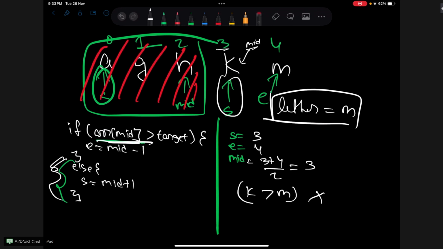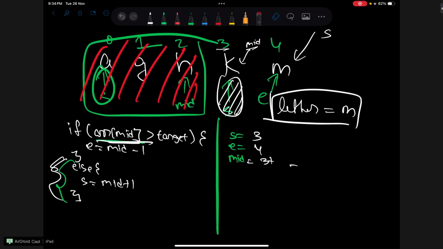Mid is pointing at 3. Now it will go to mid plus 1, that is 4. So this is where the S will point. S will be removed from here. Okay, and once this happens, we have S and E pointing at 4. So let's quickly erase it out.